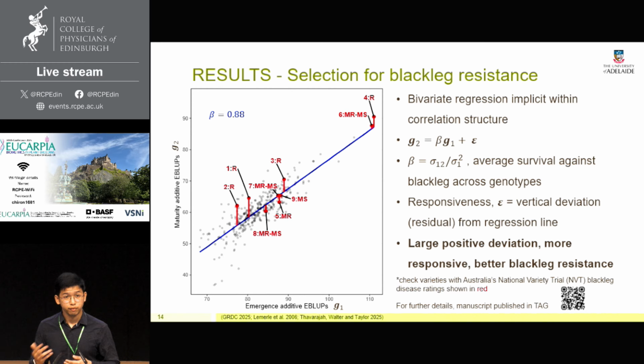And now we can then define a selection measure called responsiveness as the lack of fit or the vertical deviation of each individual genotype from the regression line, which I've shown in red on the plot here. And if an individual has a large positive deviation above the blue regression line, that means that this genotype is more responsive to blackleg disease and therefore has better blackleg disease resistance. And for any further details, I would encourage you to look at the manuscript that I published in TAG.